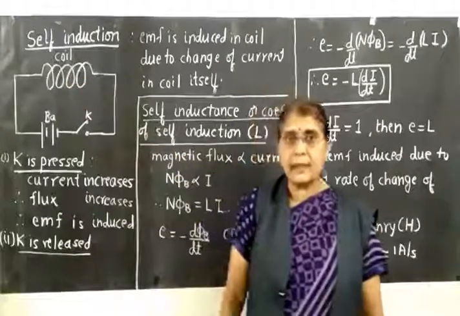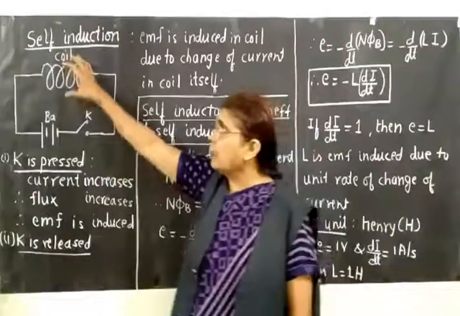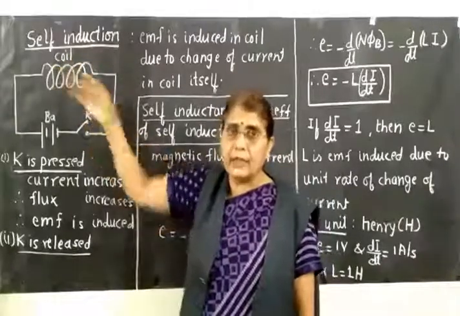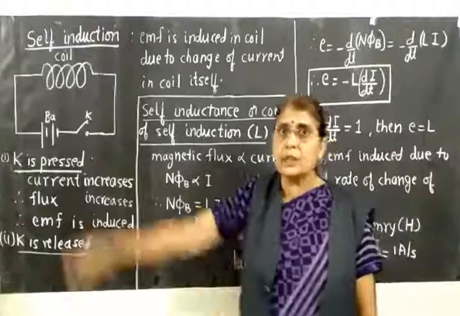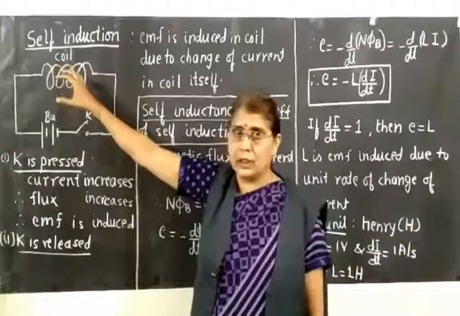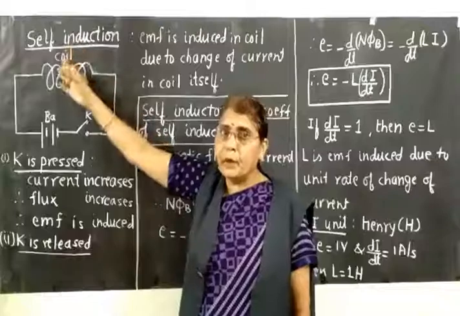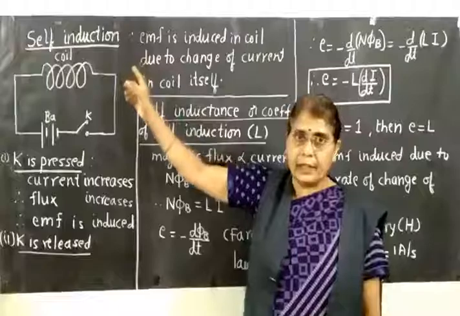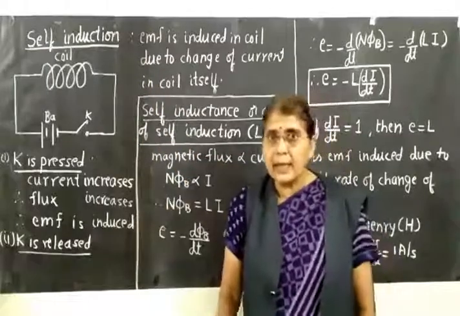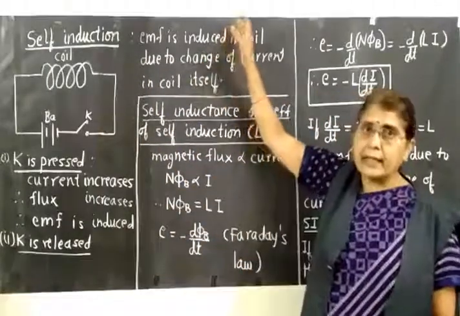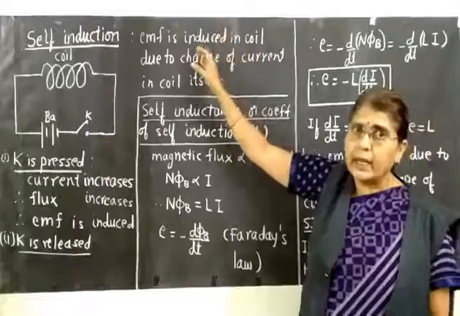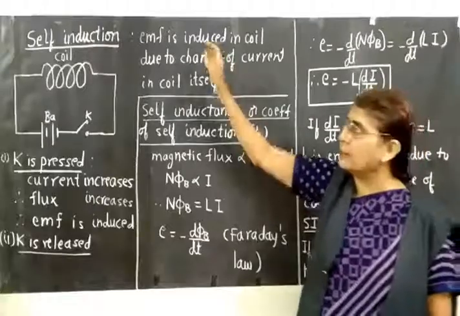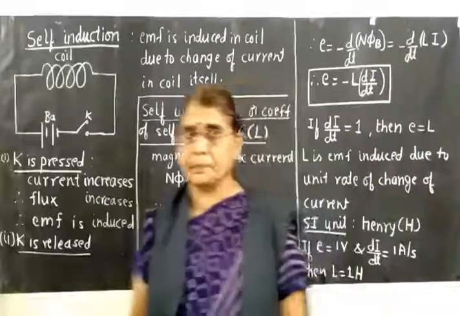So what do you understand by this experiment? You can change the flux linked with the coil by changing the current. If you change the current, flux will change. And if the flux changes, what is induced in the coil? An EMF is induced in the coil. So you are inducing EMF in the coil by changing the current. And this phenomenon, we call it self-induction. So how to put in words? It is a phenomenon in which an EMF is induced in the coil due to change of current in the coil itself. So this phenomenon we call it self-induction.